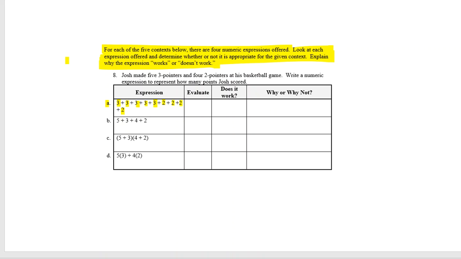Let's evaluate it. So if we take 3 and we times by 5, that's 15. And then 2 times by 4 is 8. 15 plus 8 is 23. And does that one work? We should say yes. That one works. Okay, let's look at the next one.